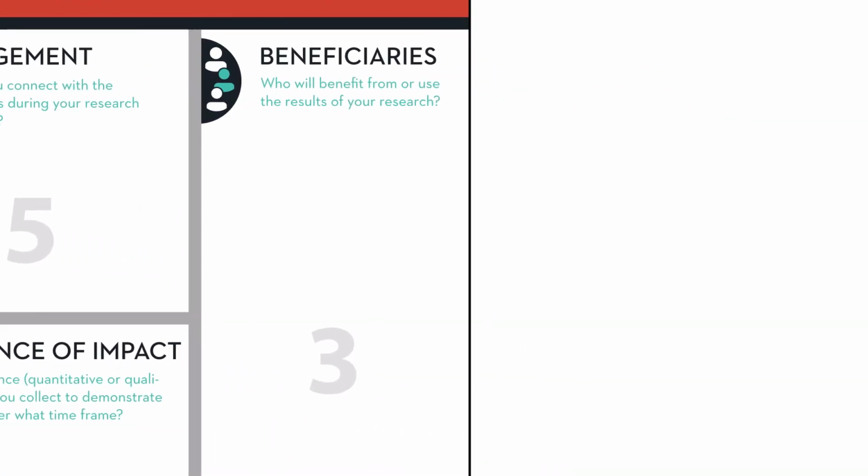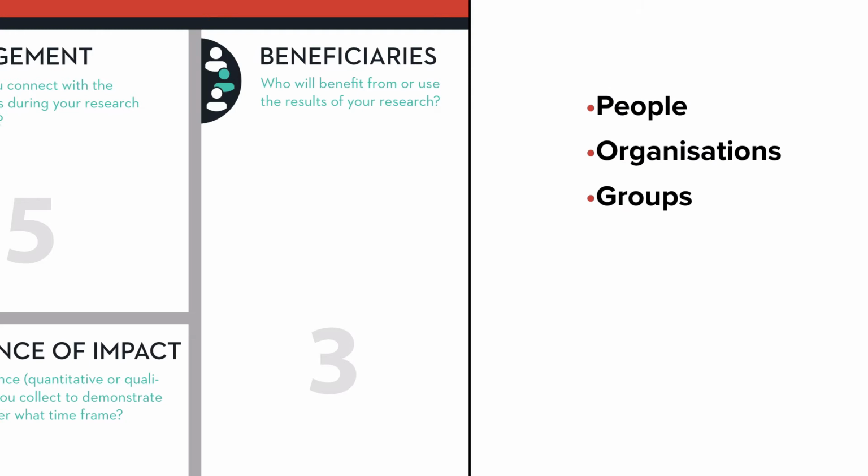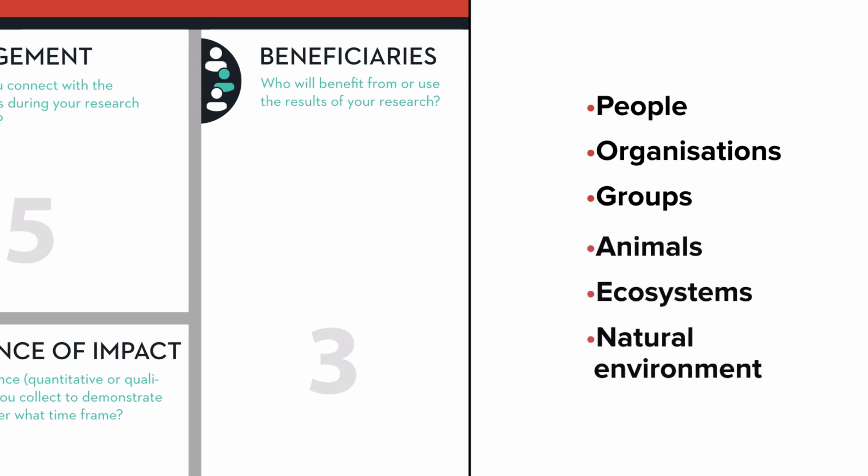Beneficiaries. Now that you've articulated the societal challenges and your response to them, you can consider the beneficiaries of your research. In many ways, this is the most important part of the canvas. Beneficiaries are those who are affected by your research in some way, either directly or indirectly. They are most often people, organizations, or groups. But beneficiaries can also be animals, ecosystems, or the environment.